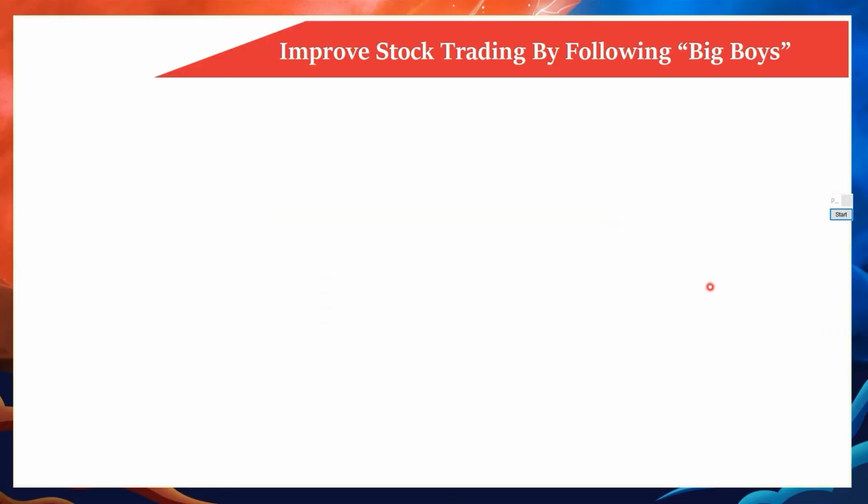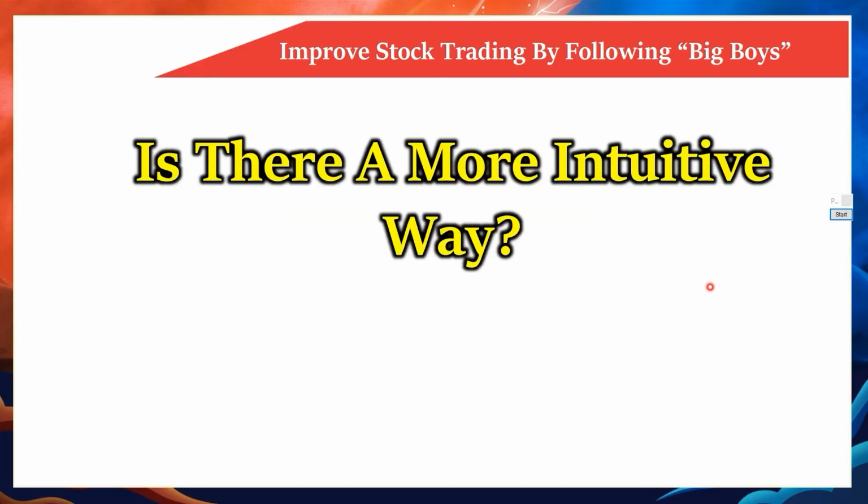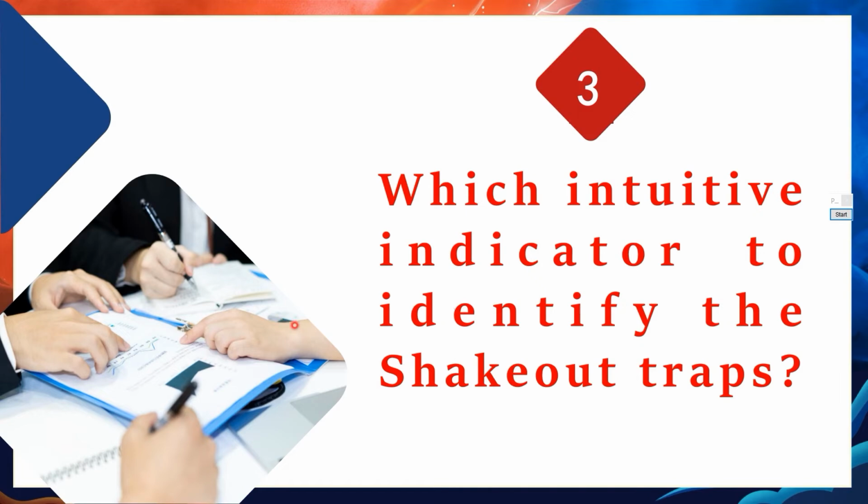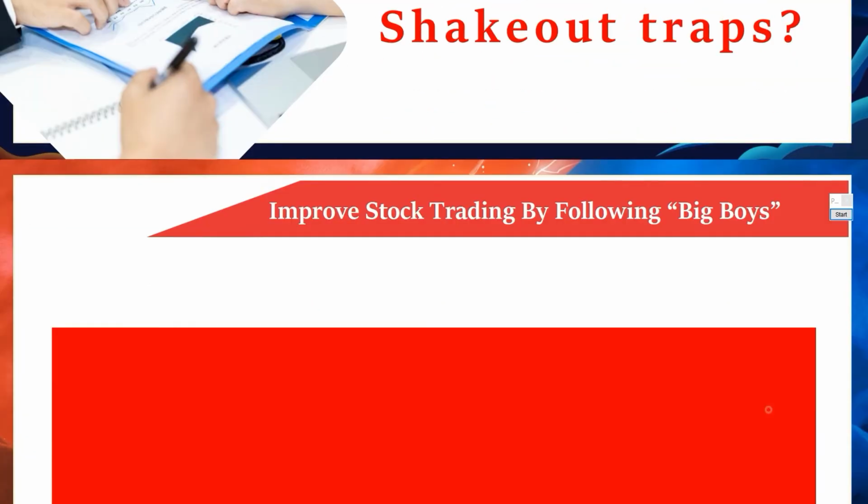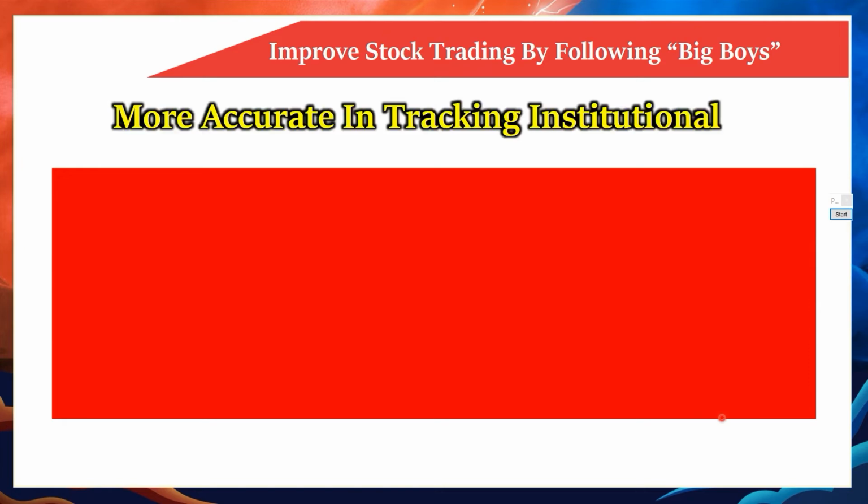Now, is there a more intuitive way to look at RSI or to identify the shakeout area? Definitely, there's another way. So we're going to share with you this intuitive indicator to identify the shakeout traps. Now, this indicator is using chips. It's more accurate in tracking the institutionals.